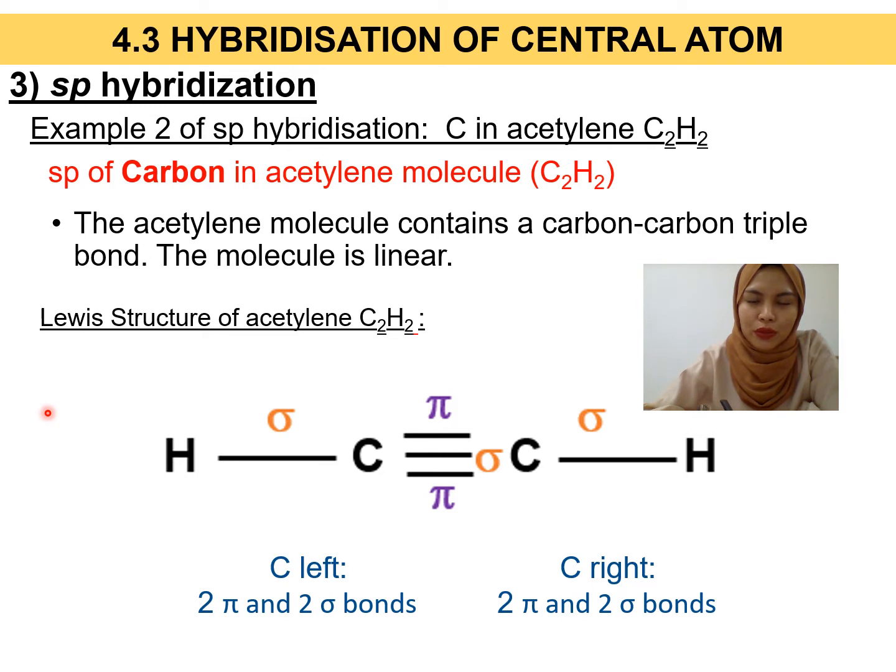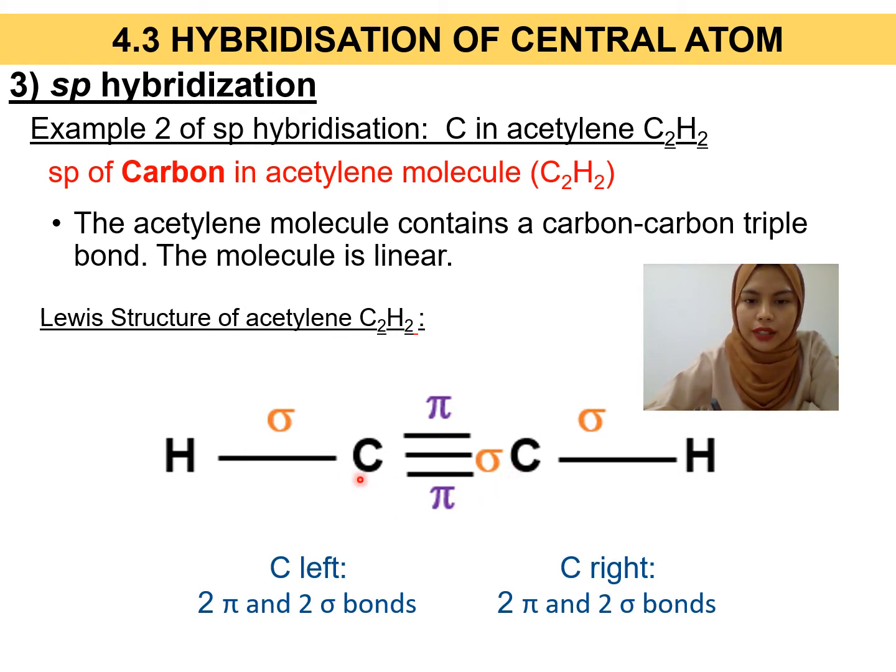Alright, what if molekul yang ada more than one central atom mempunyai sp hybridization? Sebagai contoh, let's say you ada molekul acetylene C2H2, if you draw the Lewis structure of acetylene C2H2, you akan dapati the central atom dia adalah carbon. Ada dua pula tu. Okay, so macam mana you tahu each of the carbon atom here ada sp hybridization?